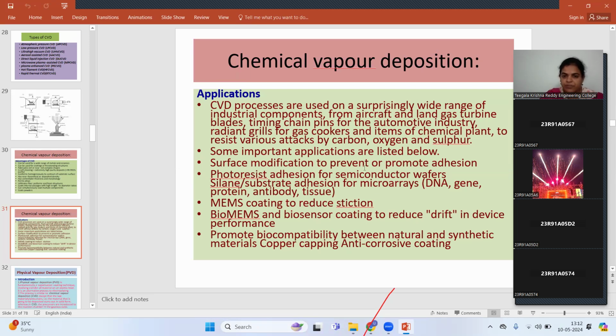Surface modifications to prevent or promote adhesion. These are used for photoresist adhesion for semiconductor wafers, and substrate adhesion for microarrays, DNA, and gene, protein, antibody tissues. MEMS coating to reduce friction, and BioMEMS and biosensor coating to reduce drift in device performance, and it can be used to promote biocompatibility between natural and synthetic materials, copper capping, anti-corrosive coating. These are the applications of chemical vapor deposition.